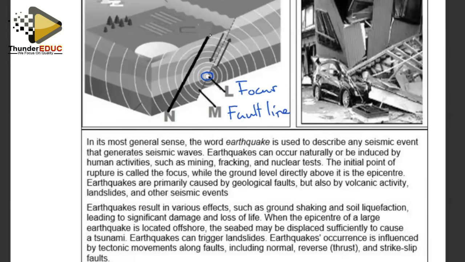Then N. This point is directly above the focus and is on the Earth's surface. So the point which is directly above the focus of the earthquake, which is on the Earth's surface, we call that the earthquake epicenter. So it's called the epicenter.